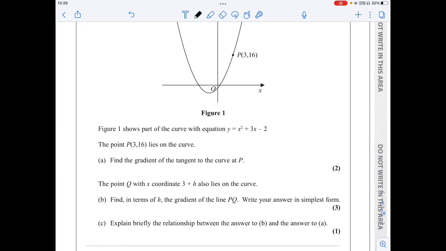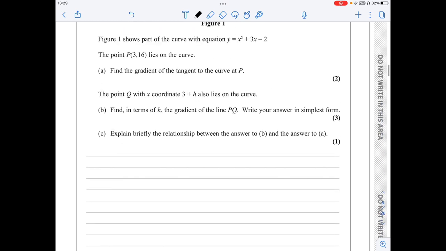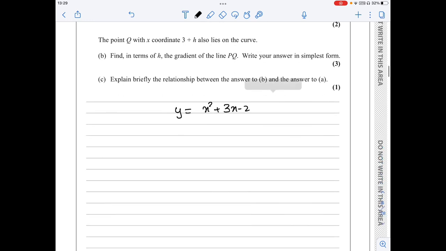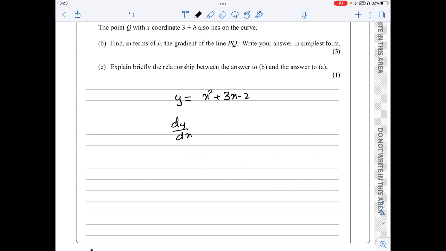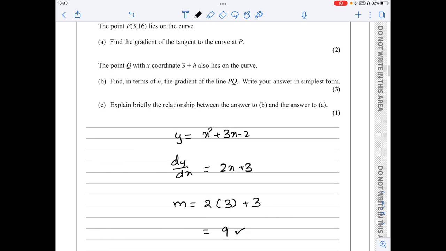Coming to question number 3. Figure 1 shows a part of the curve with equation y equals x² plus 3x minus 2. The point P lies on the curve. Find the gradient of the tangent at point P. So it has been given that y equals x² plus 3x minus 2. So I'll be finding dy/dx, which is 2x plus 3. I want to find it at the point (3, 16). So gradient equals 2 times 3 plus 3, which is nothing but 9. So the gradient of the tangent is 9.